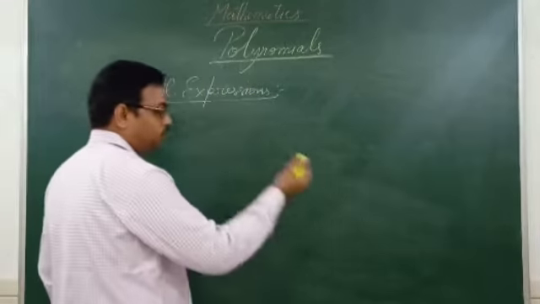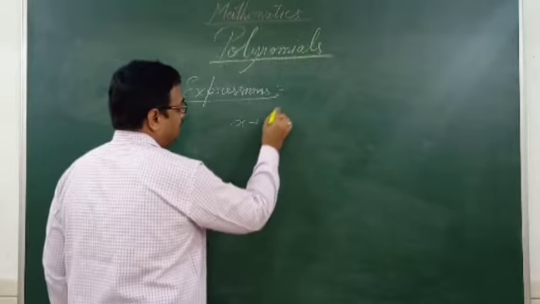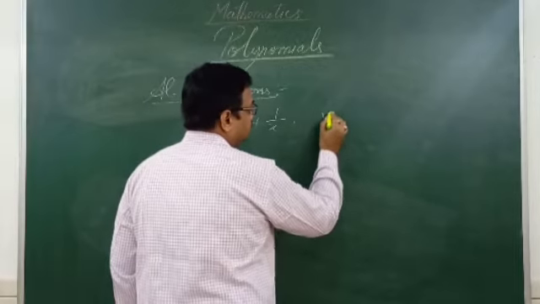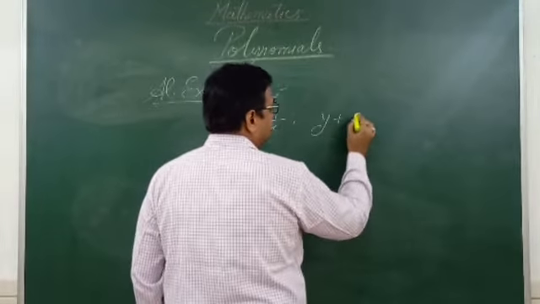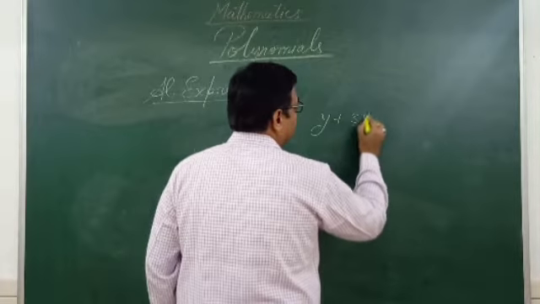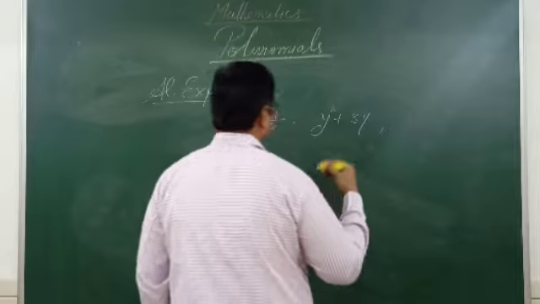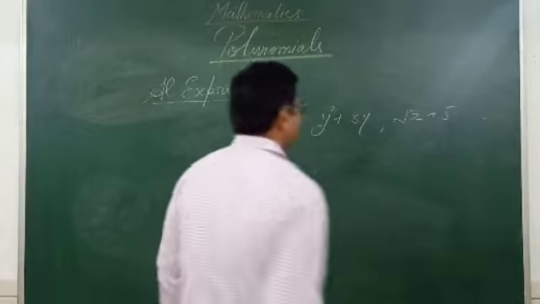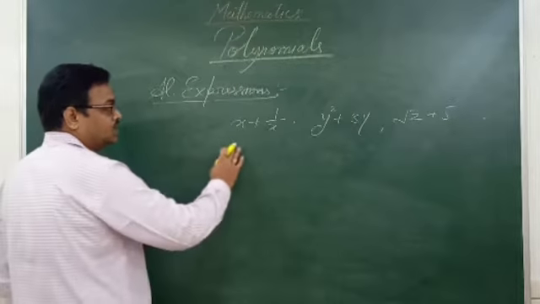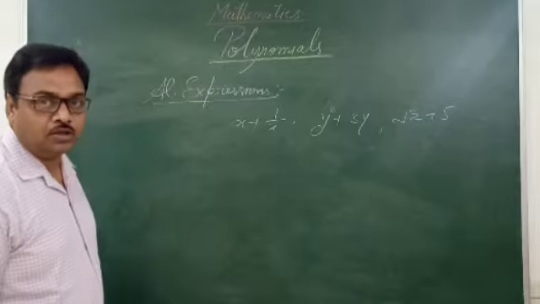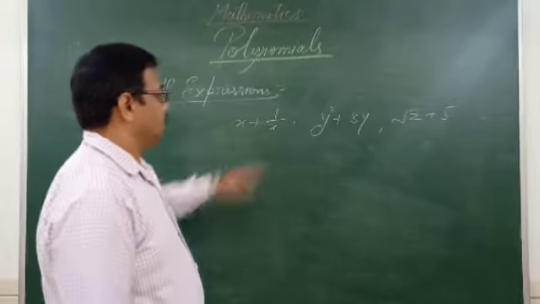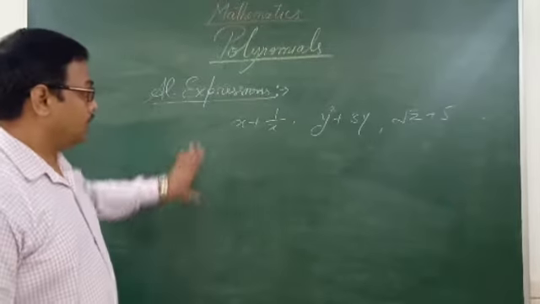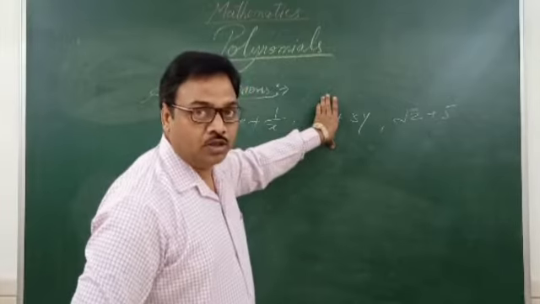Algebraic expressions may be of different kinds, like x plus 1 upon x, y plus 3, y square plus 3y, or under root z plus 5, or any other kind. So these are a few examples of algebraic expressions, but under the topic polynomial we will study a special kind of algebraic expressions.